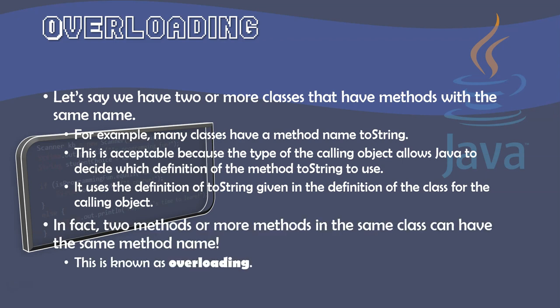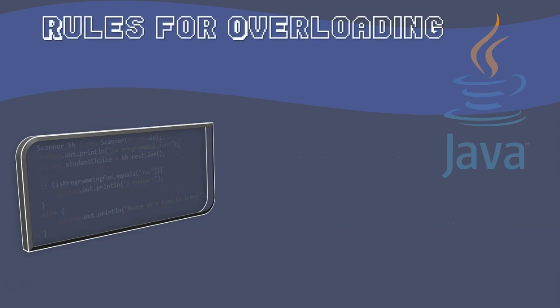In fact, when two or more methods in the same class exist with the same name, you can do this. So we could have multiple different variations of a method, such as setDate, and we call this overloading. Now there are some rules for overloading that we have to discuss.